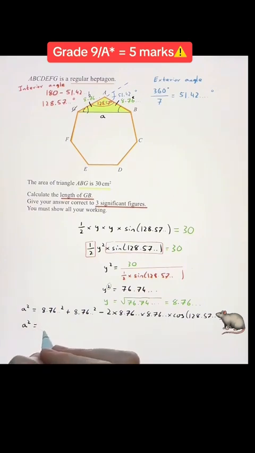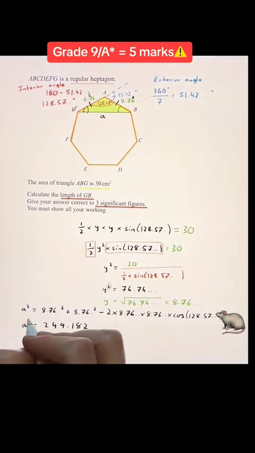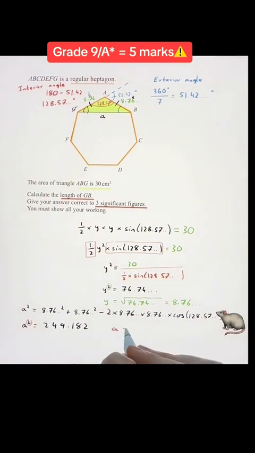Therefore, I get a squared is equal to 249.182. I don't want a squared, I want a. The opposite of squared is the square root. Hence, the value of a equals the square root of 249.182. Giving my final answer of a equal to 15.7855, etc.